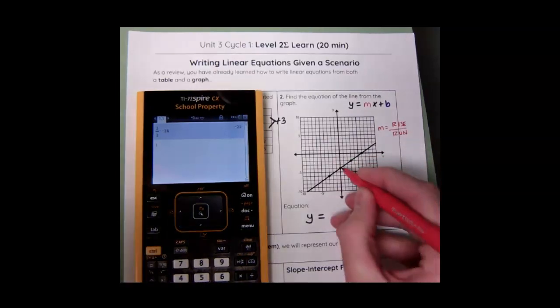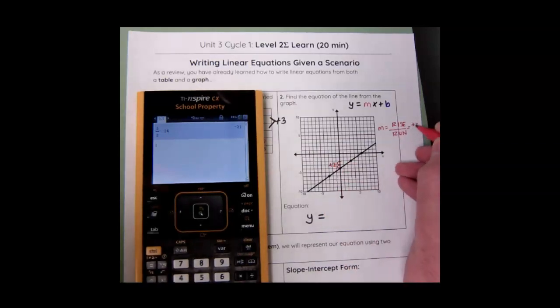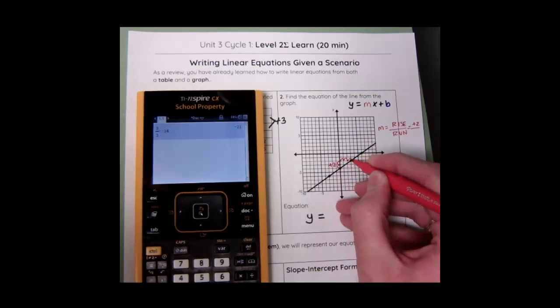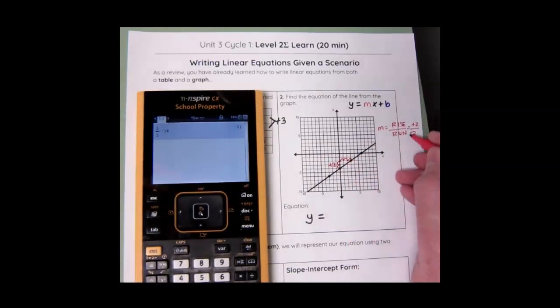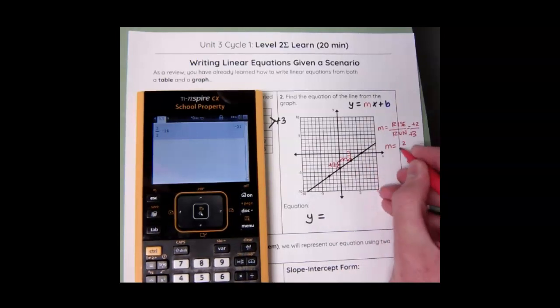My rise here, if I start from this point to this point, my rise would be up 2. If I went up 2, my rise would be up 2. My run would be over 3 to the right. So it looks like my slope here is 2 over 3.